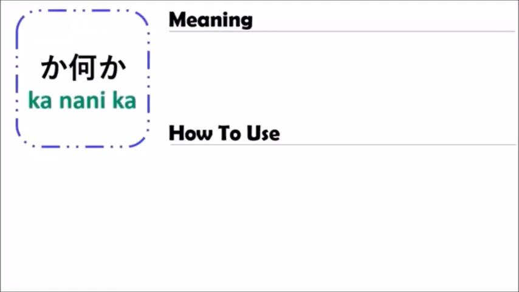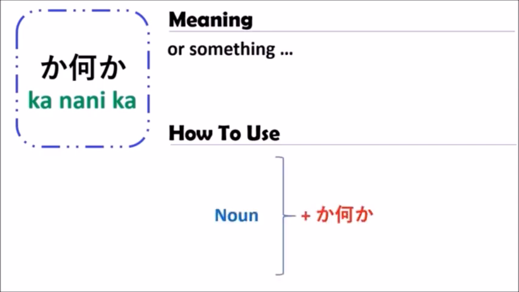The grammar of nani nanika, ka nanika. Ka nanika means "or something." So in Japanese, when you use the grammar of ka nanika, in front of the ka nanika it should be a noun, followed by ka nanika.